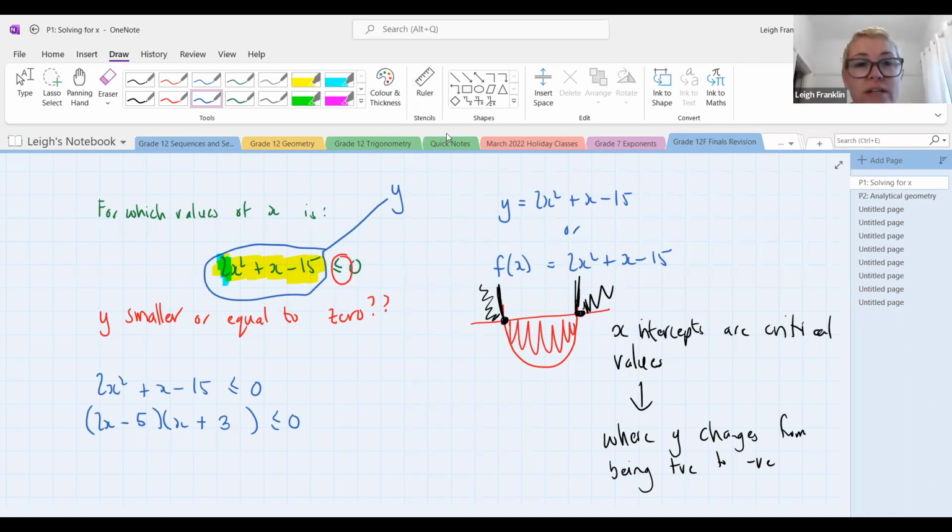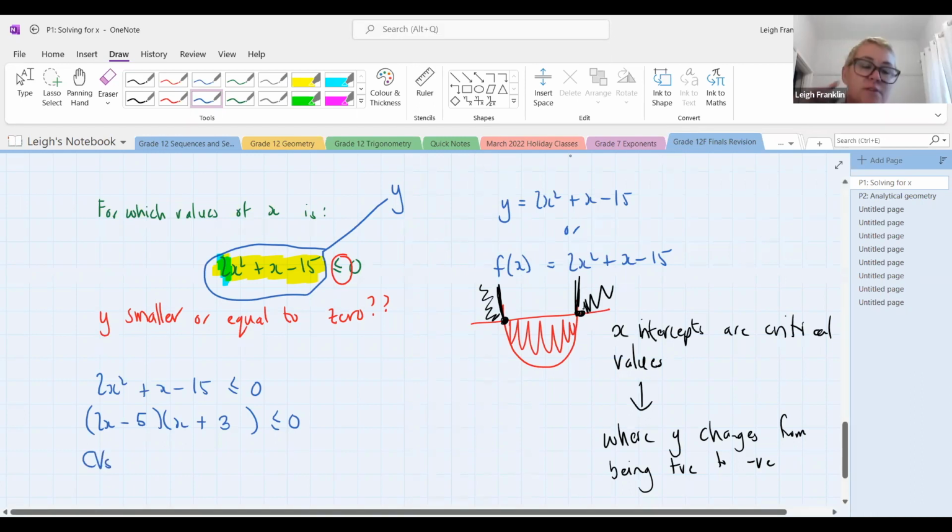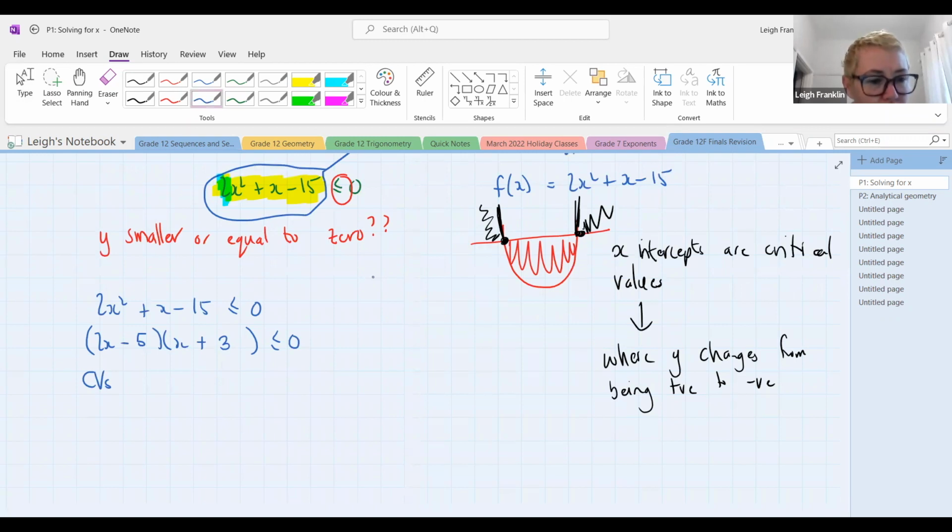All right, what is our next step? Our next step is to write down our critical values. Good job. Okay, so this is not the solution to the problem. These are the x values where y changes from being positive to negative. So either, and you guys have said this beautifully, x is equal to 5 over 2, or x is equal to negative 3. Okay, it's not the solution to our problem. That is simply where y changes from being positive to being negative. So what should we do now?